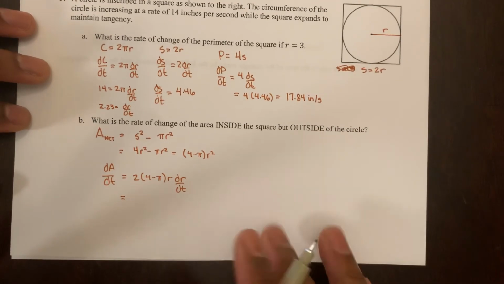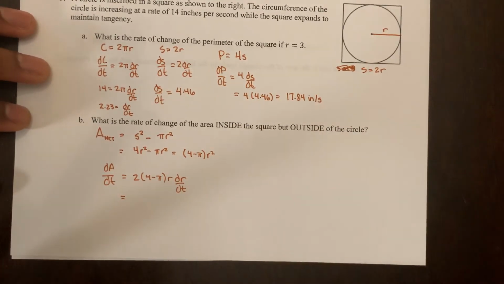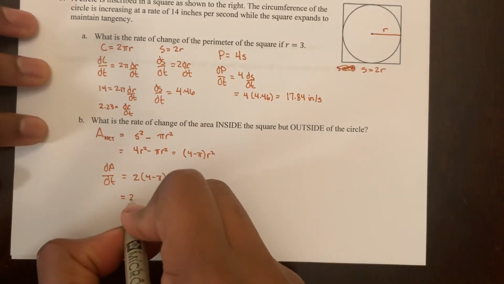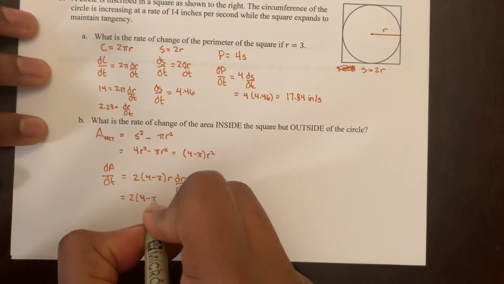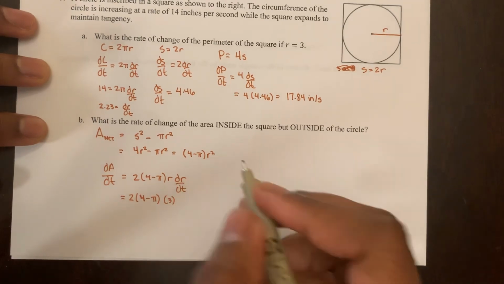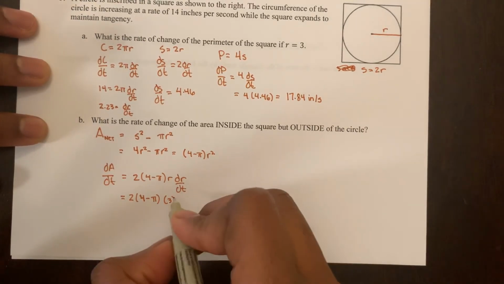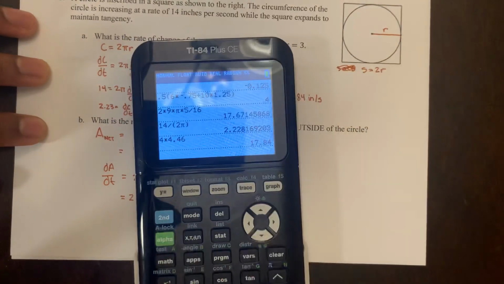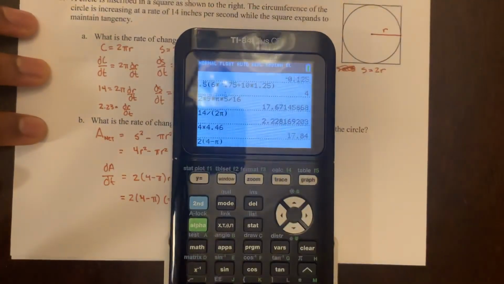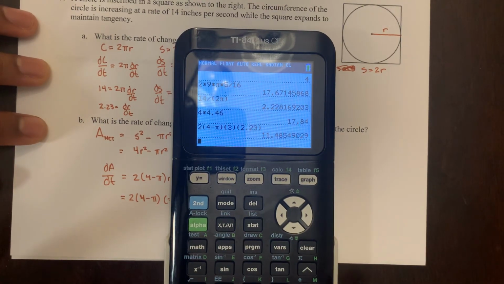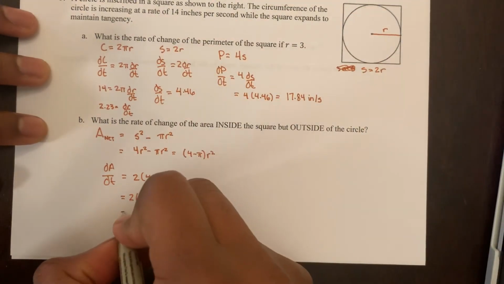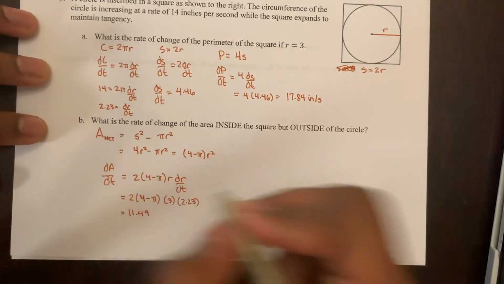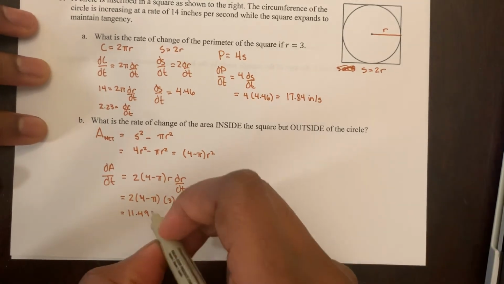So we can assume that r is still 3 because that's the information that we were given. So then we would just have 2 times 4 minus pi times 3, and dr over dt was 2.23. And whatever that gives us, so 2 times 4 minus pi times 3 times 2.23 is 11.49. So that is equal to 11.49 square inches per second.